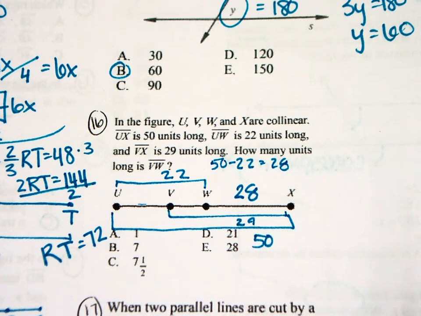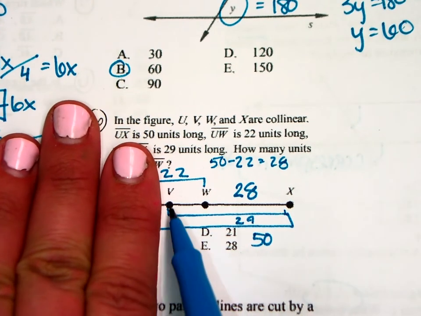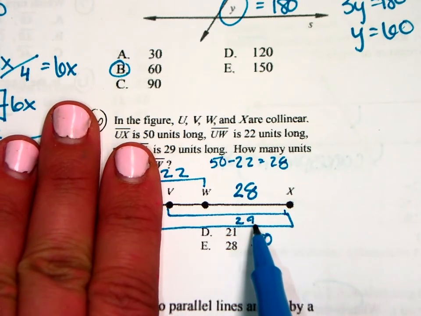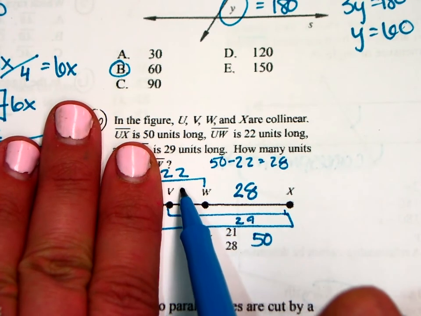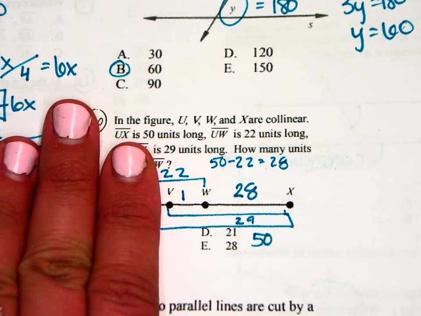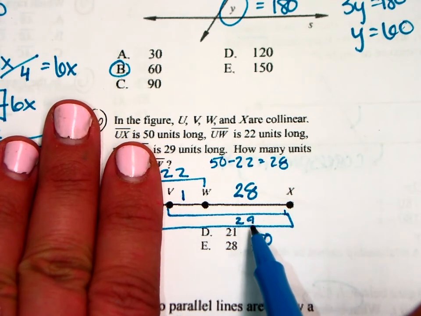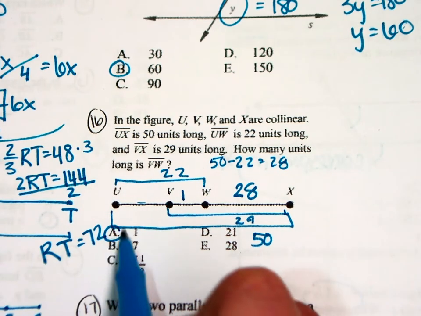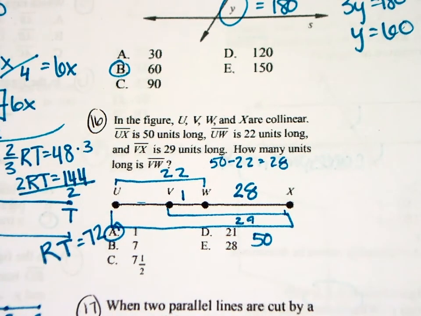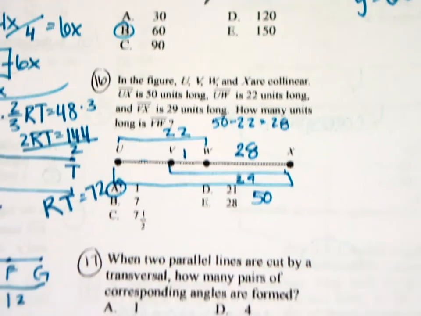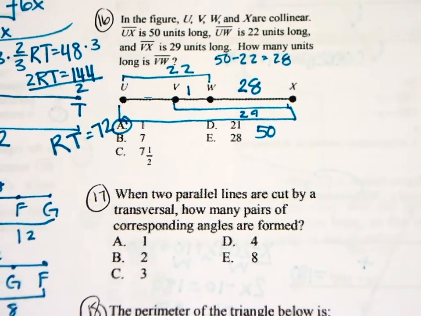Well, now, to get to VW, if I look here, the whole measurement is 29. I have 28 of it, so this answer must be 1, because 1 plus 28 is going to equal 29. So the correct answer is A, 21. Use your picture, draw on the picture, it will make it easier.